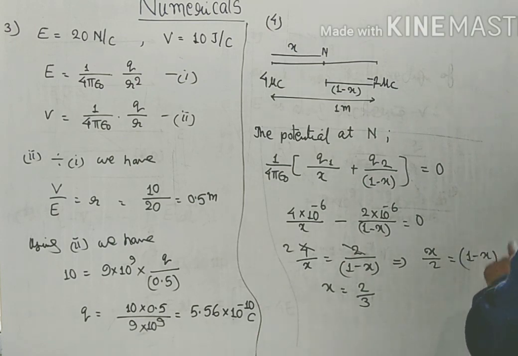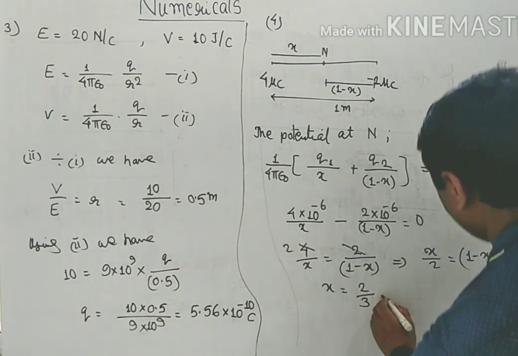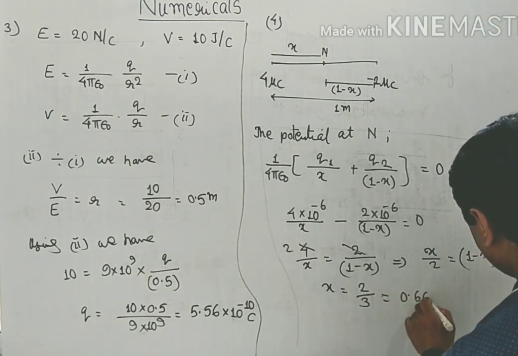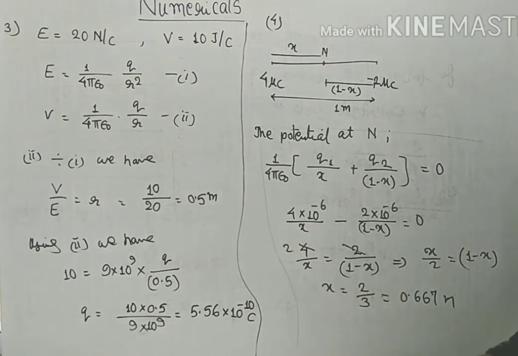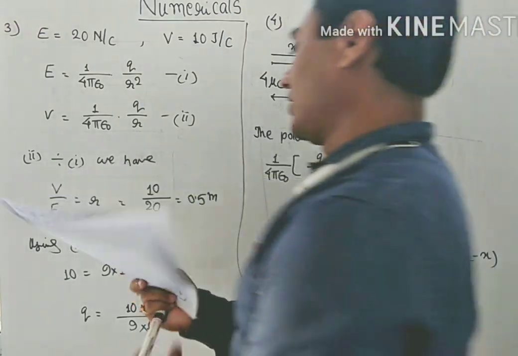So 2 minus 2x comes here, 3x is equal to 2, and x is 2 by 3, which will give you 0.667 meter as your answer. Okay, so let's move on.